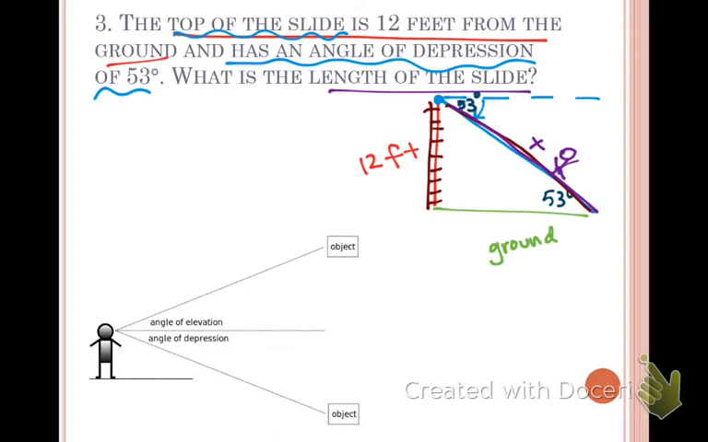Are we going to use a Pythagorean theorem or a trig ratio? Trig ratio. We are going to use sine, I agree, because we have the opposite and the hypotenuse. So sine of 43 equals the opposite, 12, over the hypotenuse, x. Do I need to flip this one? Yes. I do.